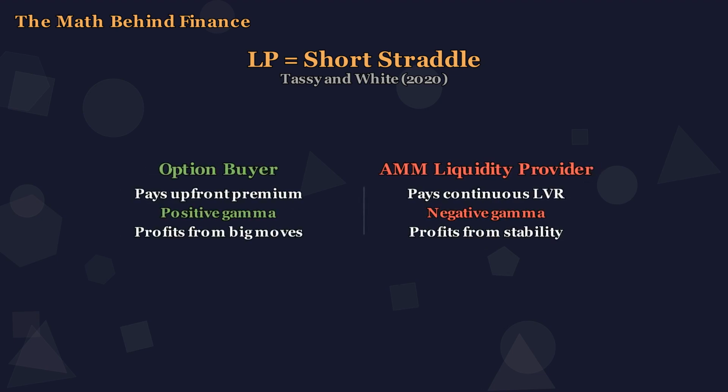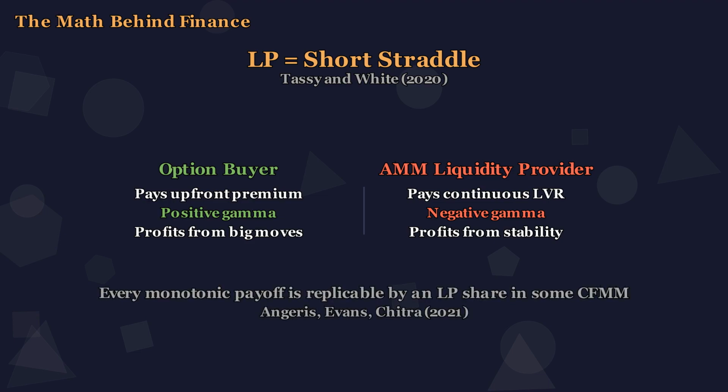An option buyer pays an upfront premium and receives positive gamma. They profit from big price moves. An AMM liquidity provider pays a continuous LVR cost and receives negative gamma. They profit when prices stay calm. A year later, Andreas Evans and Chitra proved something even deeper. Every monotonic payoff is replicable by an LP share in some CFMM. AMMs are not just like options, they are options.